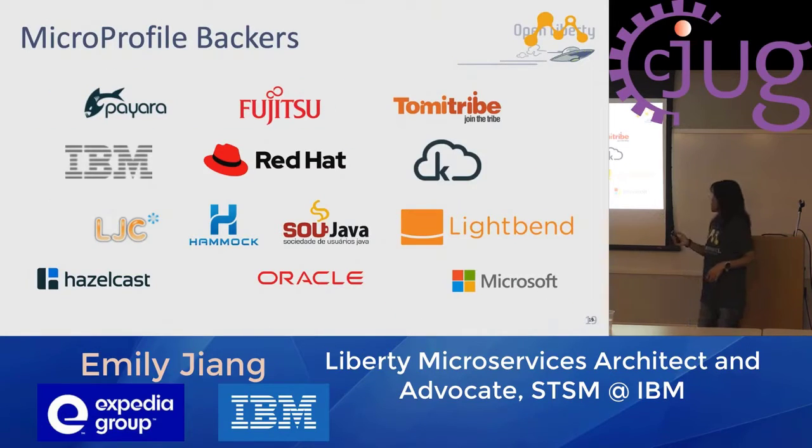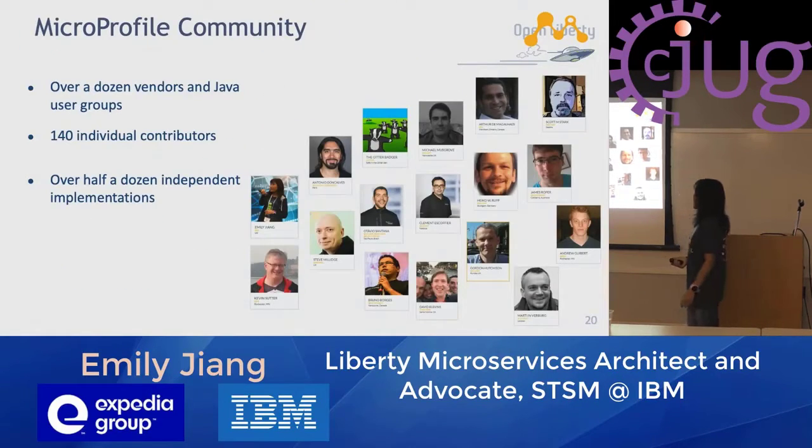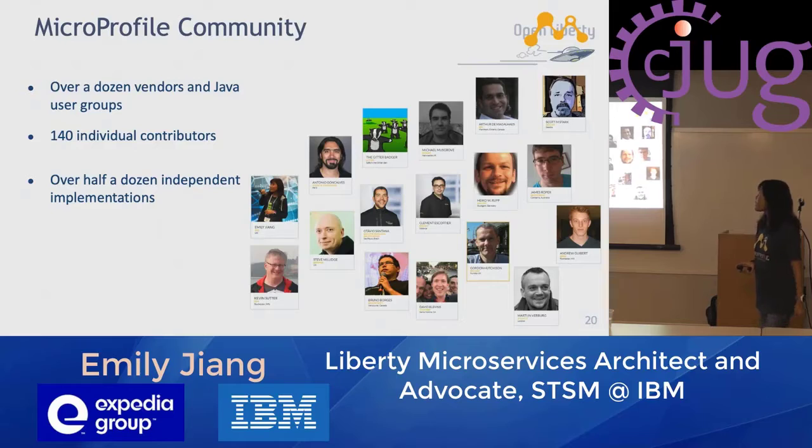As I mentioned earlier, these are the players for this project. Originally IBM, Red Hat, Tomitribe, Payara, and the London Java Community were the main force, and later on Oracle, Lightbend, Microsoft, Hazelcast, and Fujitsu all joined, and they're still there. The community is expanding very fast. We have a lot of contributors for these open source projects: over 140 individual contributors and half a dozen independent implementations.